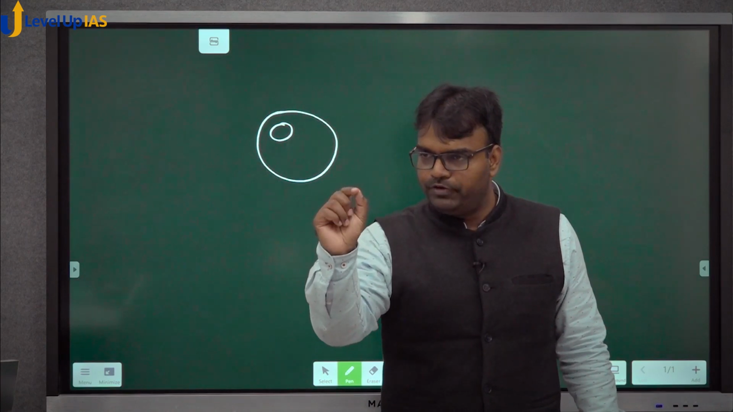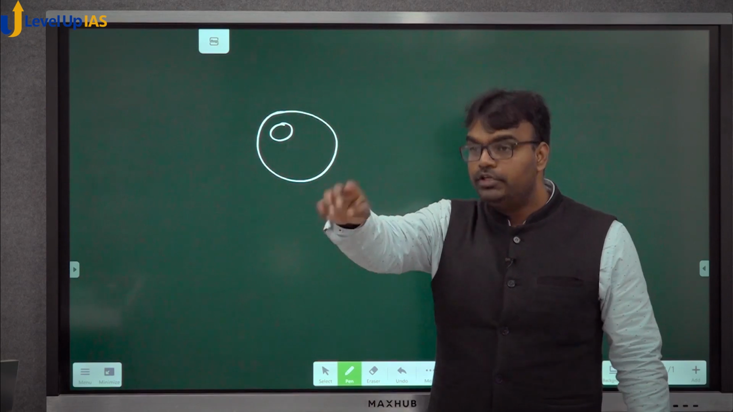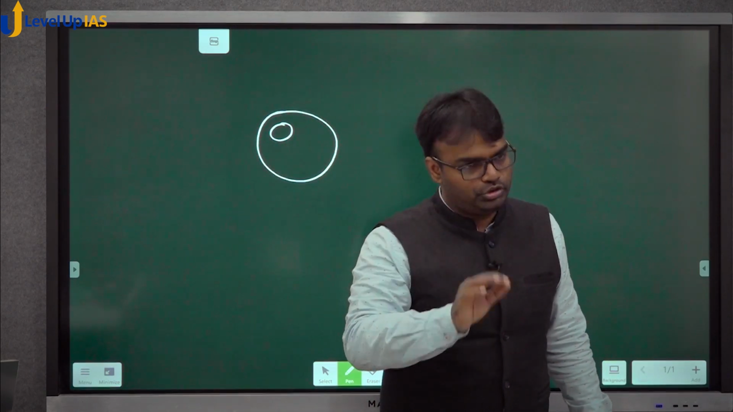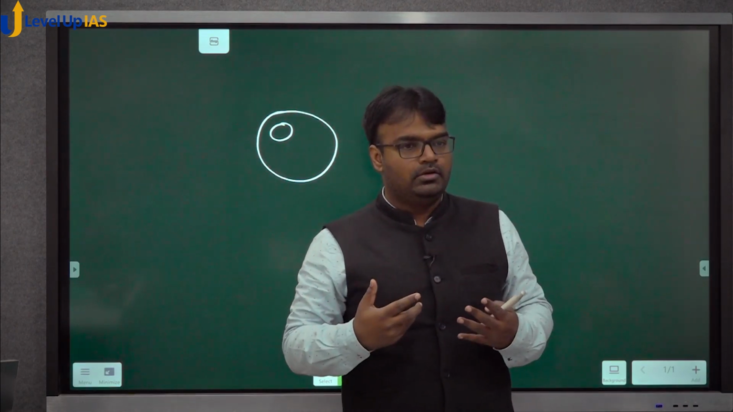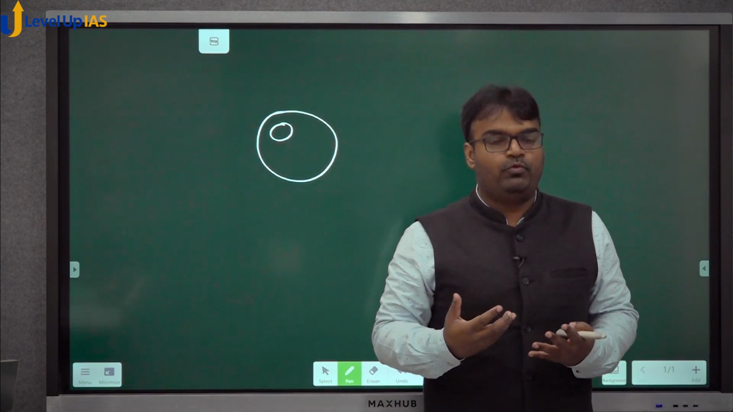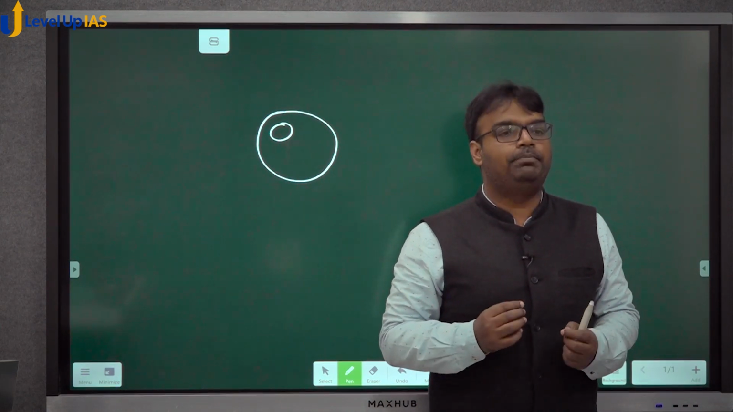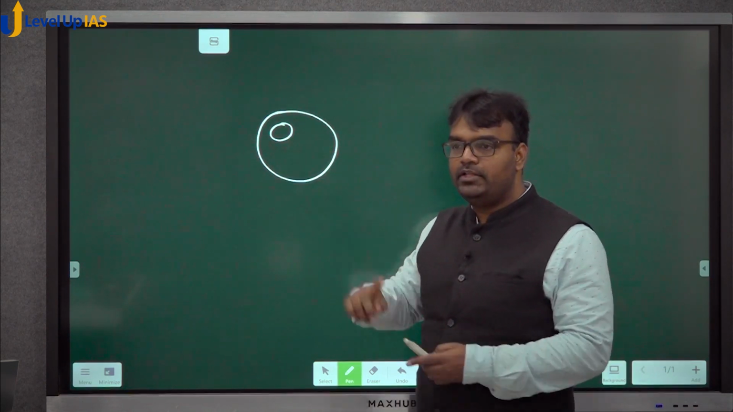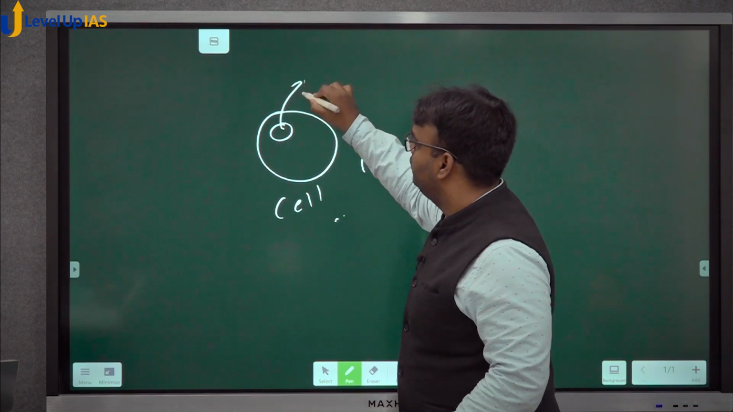There will be some difference because this information is what is stored in your nucleus. In my nucleus, some other information is stored. Fine, this is understood. So how we are, what kind of voice I have, what is my height, what is my size, a lot of it will depend on the information which is stored inside the nucleus. So this is the cell and this is the nucleus.